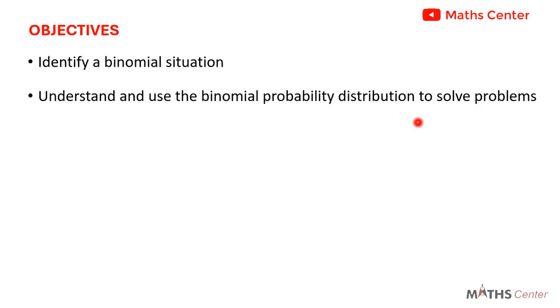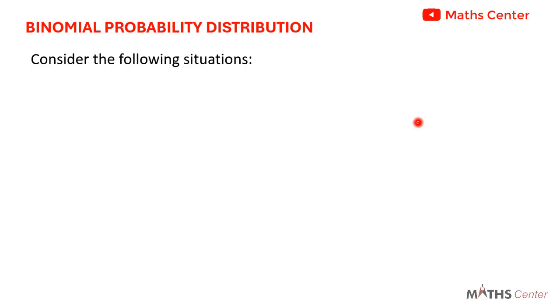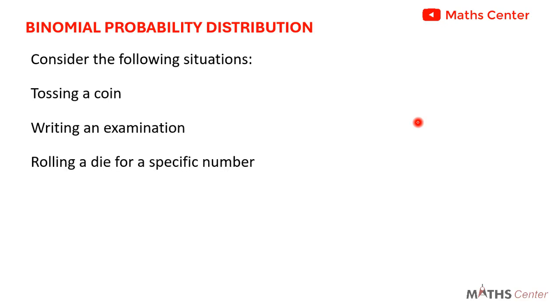Now that we have that out of the way, let's continue with our lesson on binomial probability distribution. Binomial probability distribution. Let's consider the following situations. The first one is tossing a coin. The second one is writing an examination. The third one is rolling a die for a specific number. And the fourth one is answering a yes or no question.